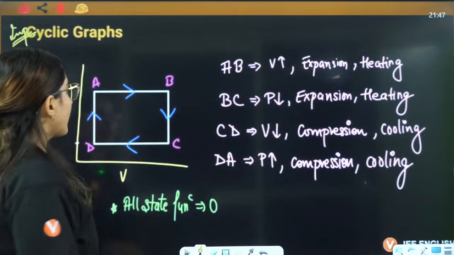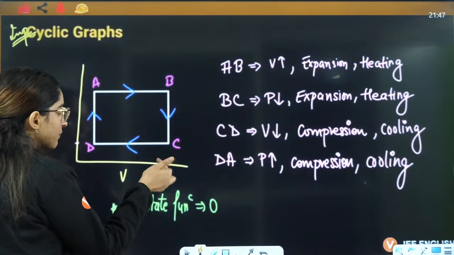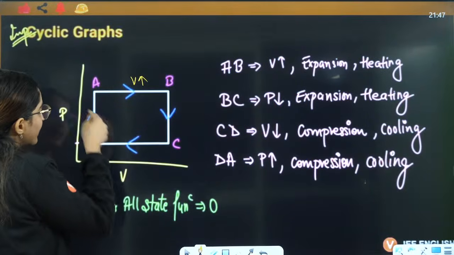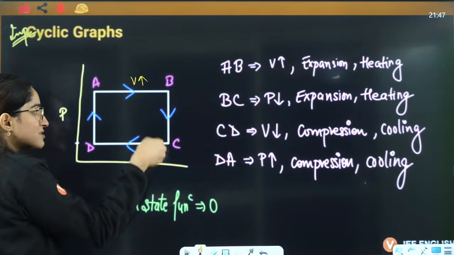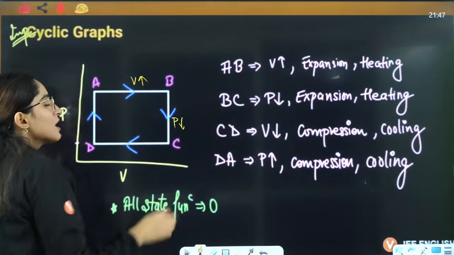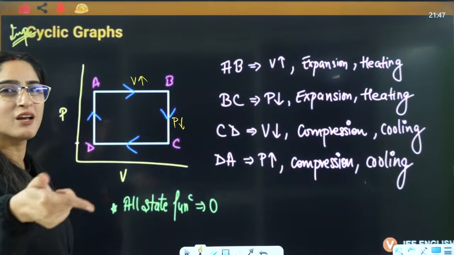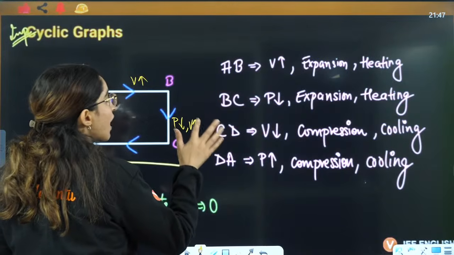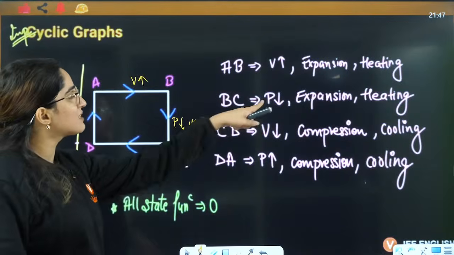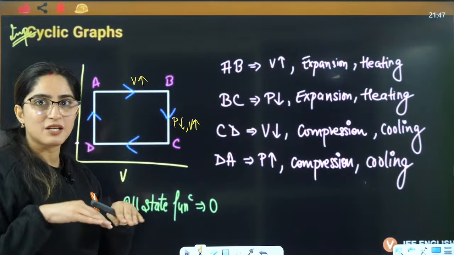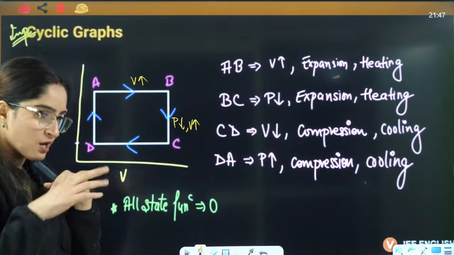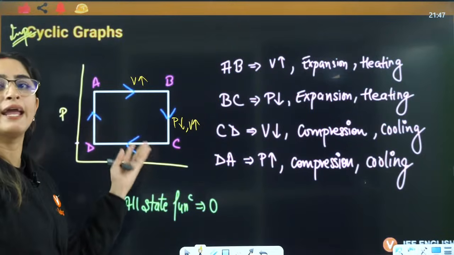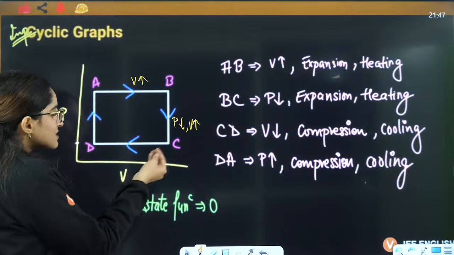In B to C, volume is same. What is happening here? Tell me. Pressure here is decreasing. Can you see the arrow is down? So pressure is decreasing. Tell me, if pressure is decreasing, pressure and volume are inversely proportional. Pressure decreases means all the molecules are going away from each other. Volume is increasing, expansion, heating, right? So next is C to D.